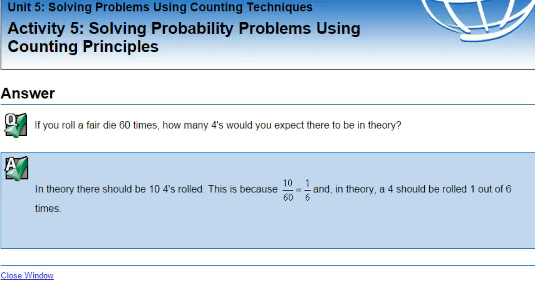Here's our first example. We roll a die 60 times. How often should we expect a 4 in theory? Well, we should expect 10 of them. Out of 60 rolls, we should expect 10 rolls to show up with a 4. 1/6 of the time we should see 4 on the top face of the die. This reminds us of grade 9 math, I imagine.